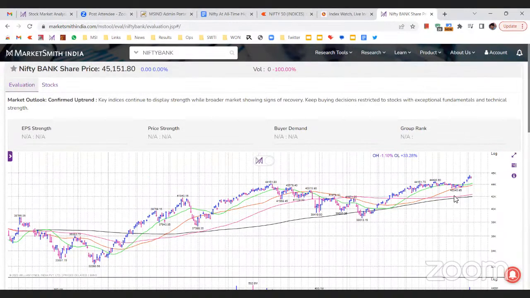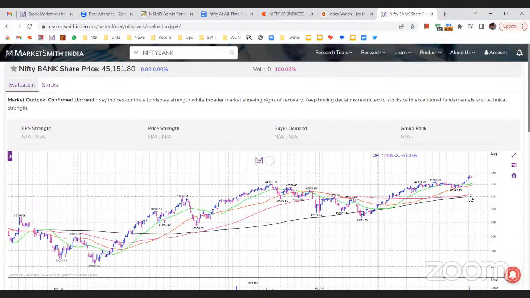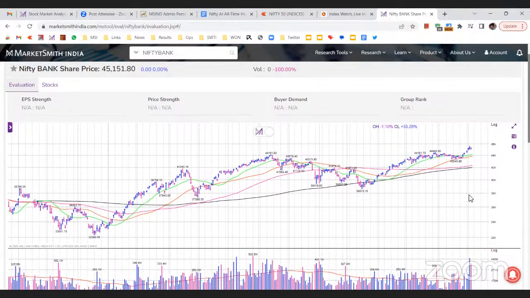Nifty Bank, on the other side, is trading at new highs. You can see today's candle is not updated here. Generally, the index candle will be updated around 5:30 to 6 o'clock in the evening. Apart from that, if you look at the overall index and the momentum, Nifty Bank is very constructive and in a confirmed uptrend, clearly trading above its key moving averages, and it is also a leading index in the current market.